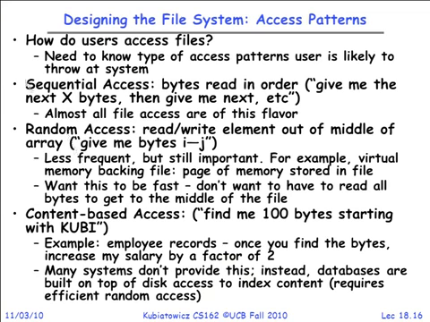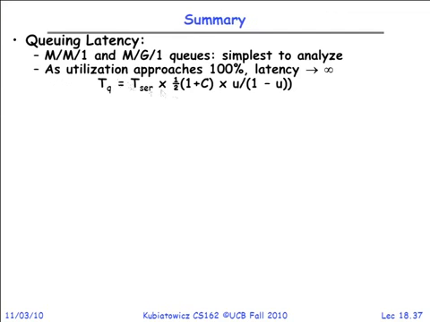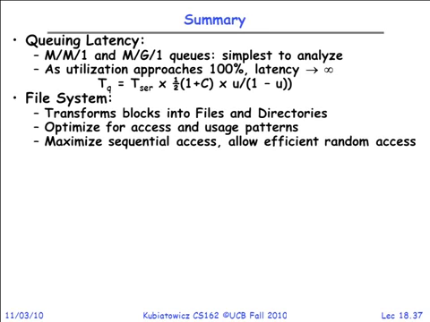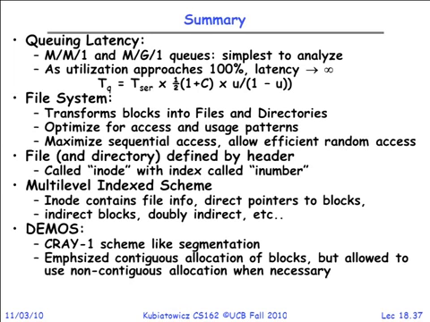So in conclusion, we talked about queuing theory today, which was a lot of fun, I can tell. We talked about two types of queues, the M/M/1 and the M/G/1 queues. This is the equation to remember. And the key thing here is that as the utilization goes to 100%, or U goes to 1, latency goes to infinity, which is kind of unfortunate but true of pretty much any system you're likely to run into as an engineer. We talked about file systems which transform blocks into files and directories. We talked about optimizing for access and usage patterns, and we're going to maximize sequential access and allow random. And we talked about inodes, file headers. Next time we'll talk about several schemes, multi-level index, and also talk about naming.